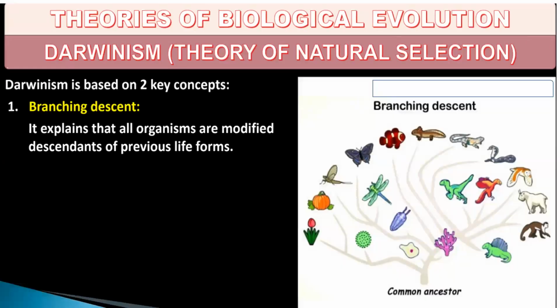So his theory is based on two key concepts. Two key concepts, the first is branching descent. It explains that all organisms are modified descendants of previous life forms. Just read the heading. First is branching descent. We have done this before. From one organism, other organisms evolved differently, which is somewhat like adaptive radiation. There is one main organism, and from this main organism, all the other organisms have evolved. Okay, that is branching descent.